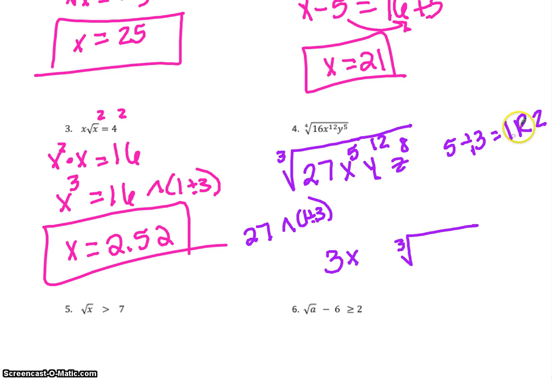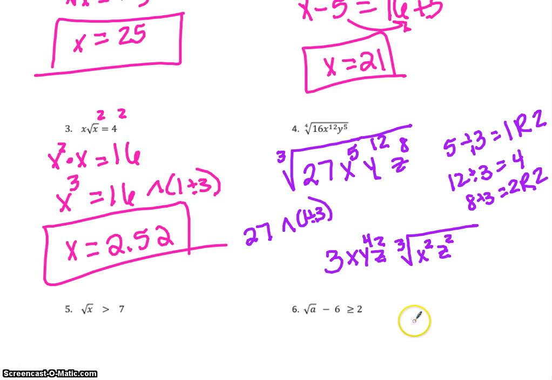Since you had a remainder of 2, this would be x squared on the inside. For your y, you're going to say 12 divided by 3 is 4. There's no remainder. It works out even. So you have y to the 4th on the outside. And then you're going to say 8 divided by 3. We go into 8 2 times with a remainder of, well, 2 times 3 is 6. 8 minus 6 is 2. So you're going to have a z squared on the outside and a z squared on the inside.